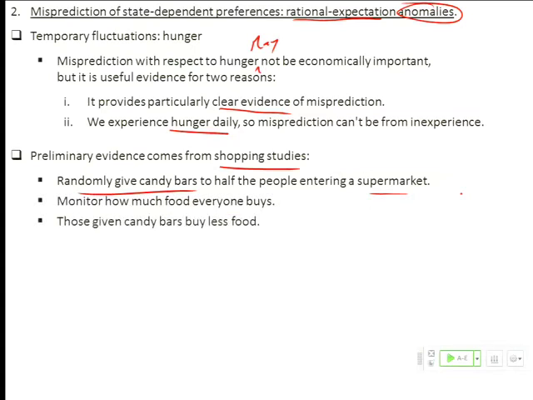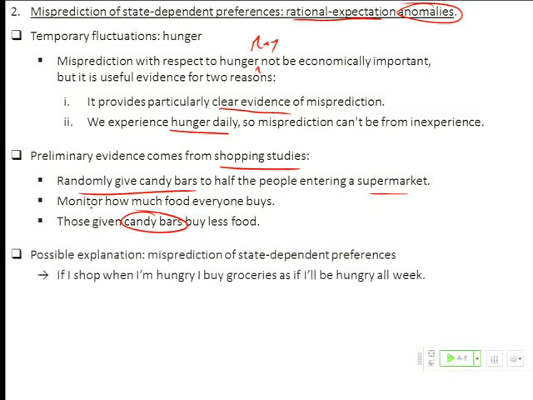Okay, why? Because right, you're buying food for the week. So what you should care about is your preferences over the course of the week, right? So your average utility depending upon being hungry or not hungry at various times over the course of the week. This suggests that if I give you a candy bar so that you're not hungry, you suddenly predict that you will want less food over the course of the week, and if I leave you hungry, you predict that you will want more food over the course of the week. Right? So that could be that you're mispredicting.